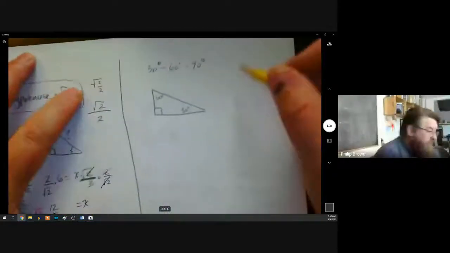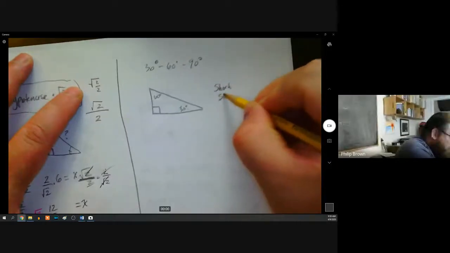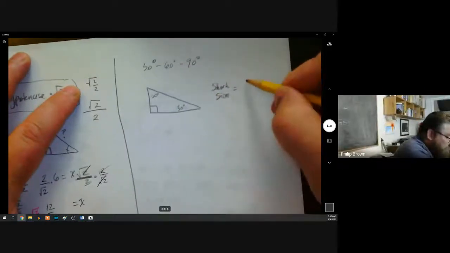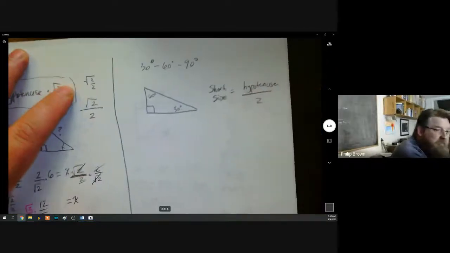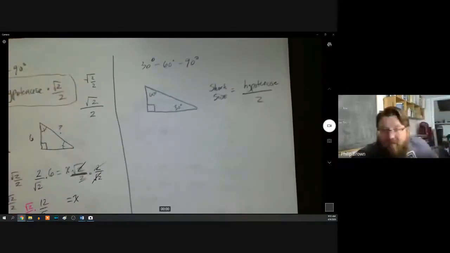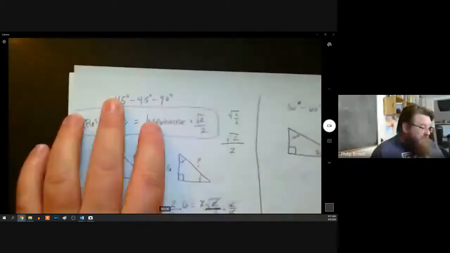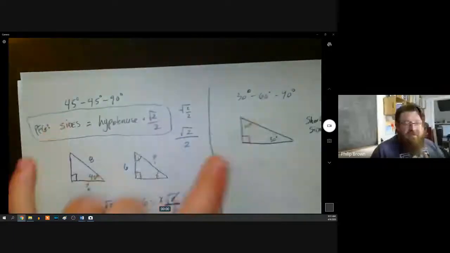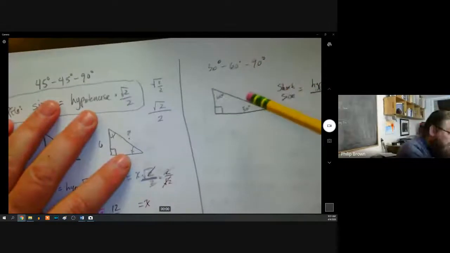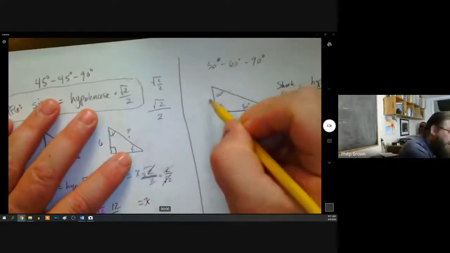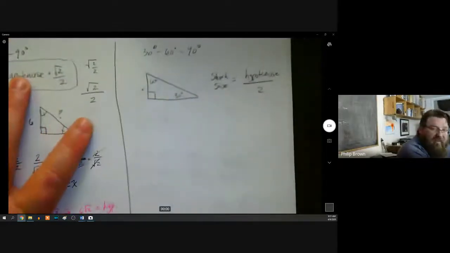So here's how it works. The short side is going to be the hypotenuse divided by 2. Always. So whatever the hypotenuse is, if it's a 30, 60, 90, right? It doesn't work for any triangle. And there are lots of triangles besides these two, but these are the two that we have to really understand and know, just like you know your multiplication tables, right? But the short side, whatever this side is, will always be half of the hypotenuse for a 30, 60, 90 right triangle. Okay?